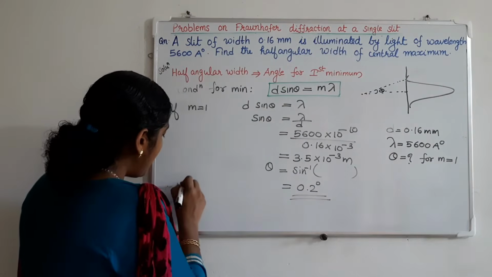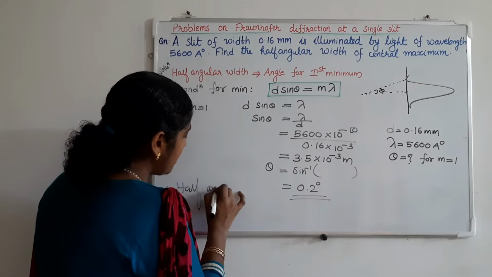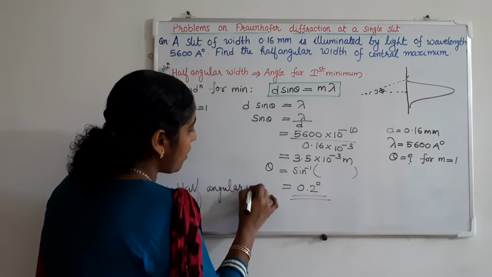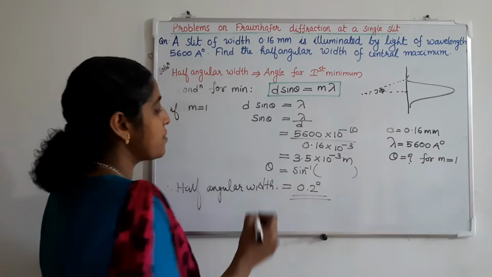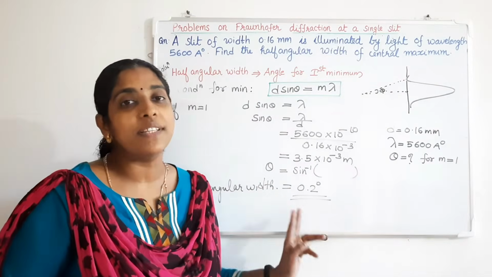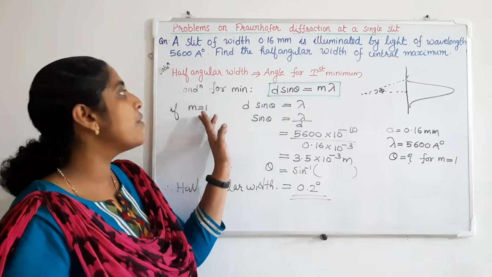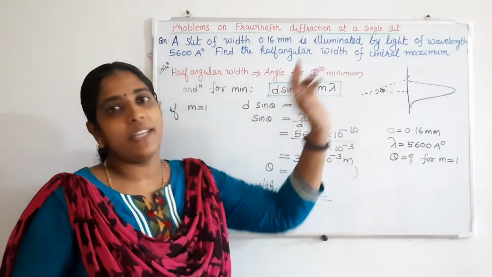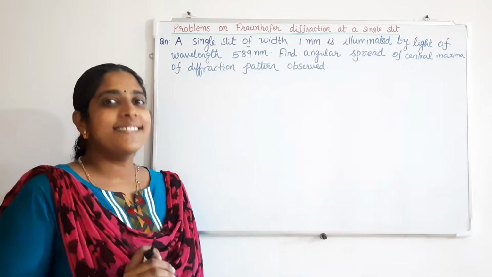So therefore half angular width is equal to 0.2 degree. So to find out the half angular width, we have to find the angle for the first minimum in the diffraction pattern. See the next question.